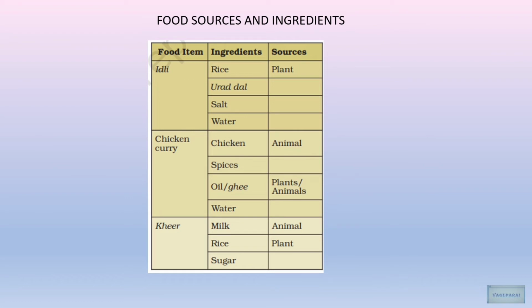Chicken curry is made out of chicken, spices, oil, ghee and water. The source for chicken is animal, spices are from plants, oil is from plant source, ghee is from animal source. And in the example kheer, the ingredients are milk, rice and sugar. Milk is from animal source, rice and sugar are from plant source.